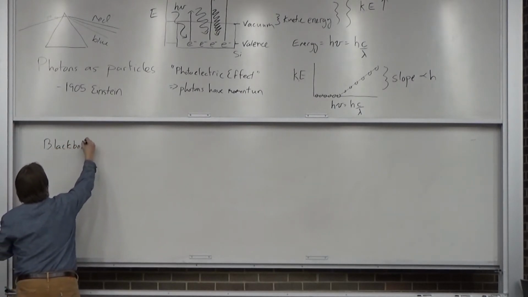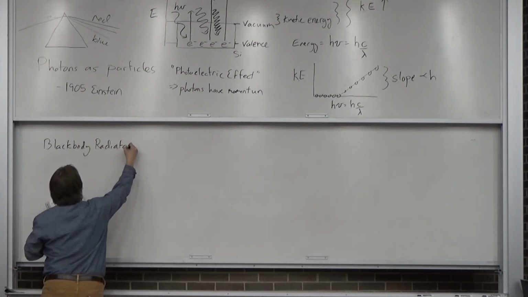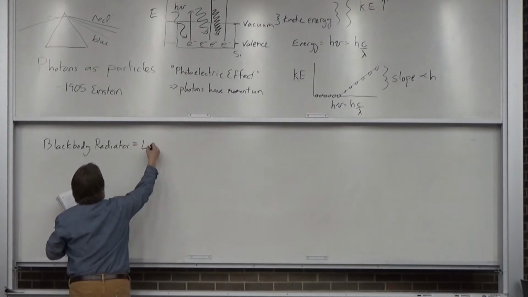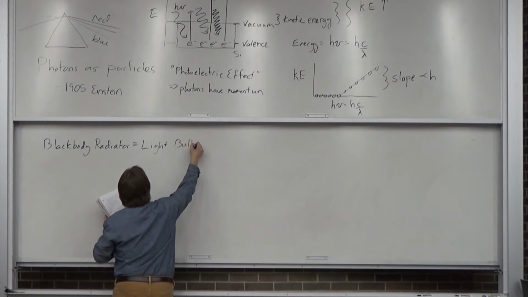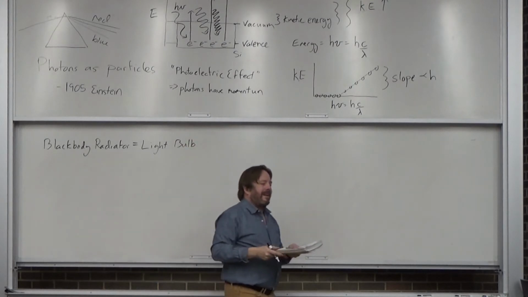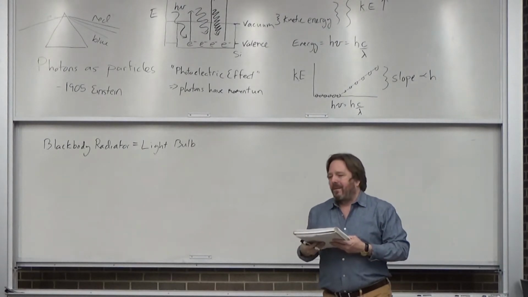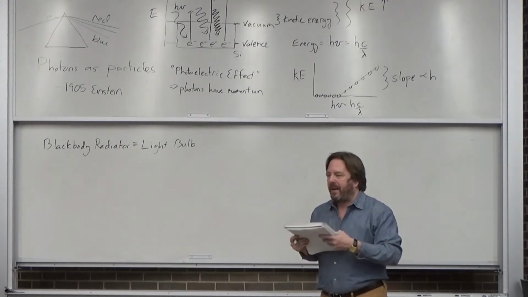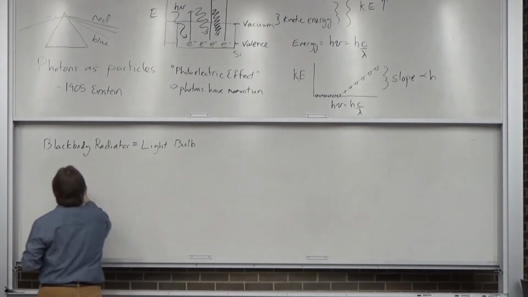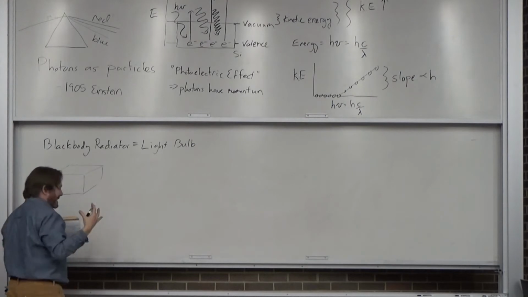Black body radiator. This is the stupidest name ever come up with for a light bulb. This is really a description of light bulbs, but for reasons of being perfectly exact in our descriptions, the term black body radiator is used. Now, what I'm really describing here is a box. It's perfectly black and it's hot.